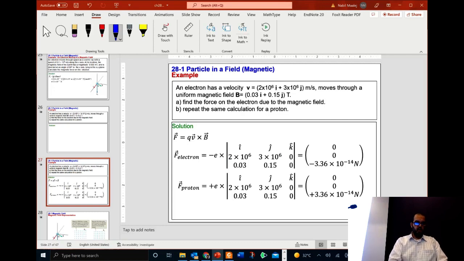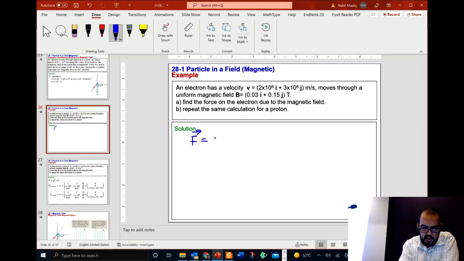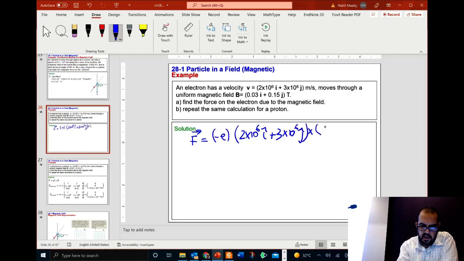You can also solve this problem without using the matrix method. For example, I can write F is equal to Q, which is minus E, V crossed with B. V is 2 10 to the power 6 I plus 3 10 to the power 6 J, crossed with the B vector, which is 0.03 I plus 0.15 J.